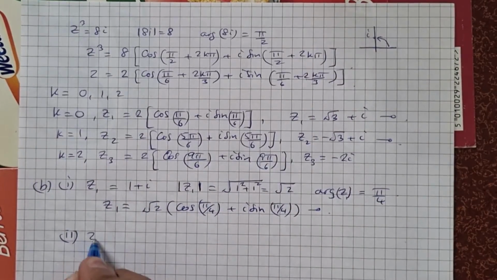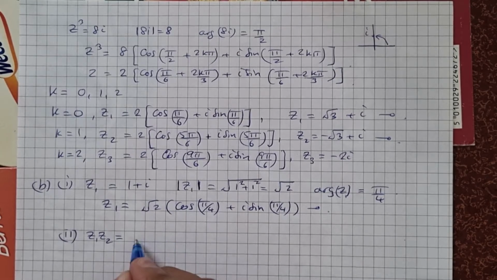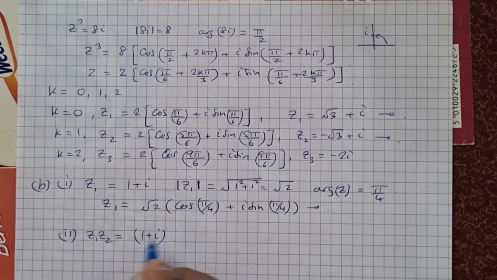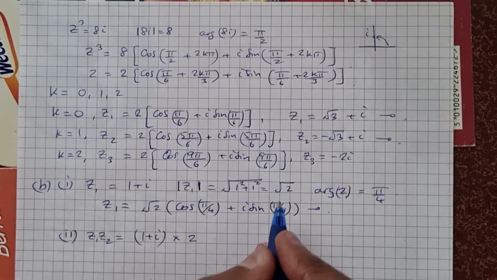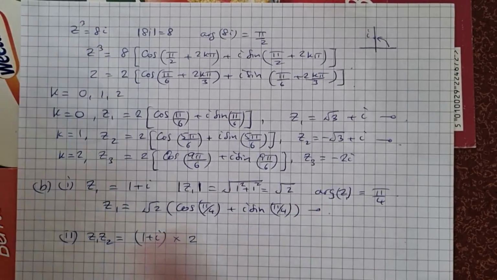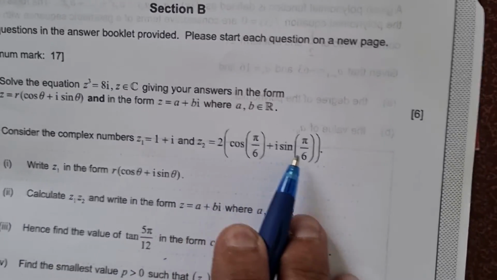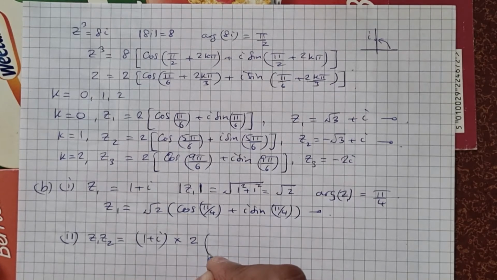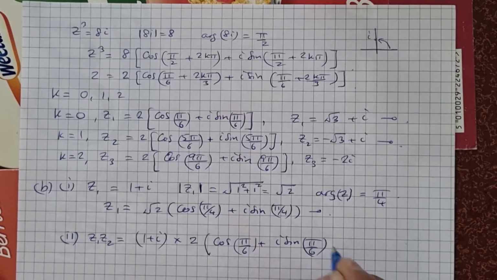Okay, so we want Z1 times Z2. Now, what is Z1 times Z2? Z1 is 1 plus i, times Z2, which is, now where is Z2? Okay, Z2, yeah, there we go, in the question. So Z2 is 2 cos of pi upon 6 plus i sine of pi upon 6. So, brackets, cos of pi upon 6, plus i sine of pi upon 6.